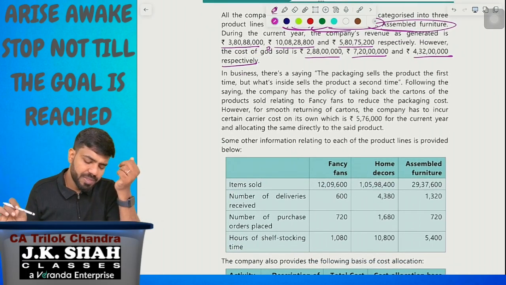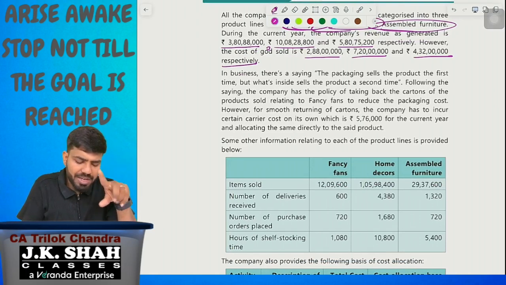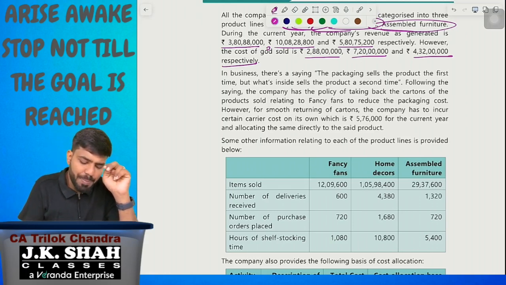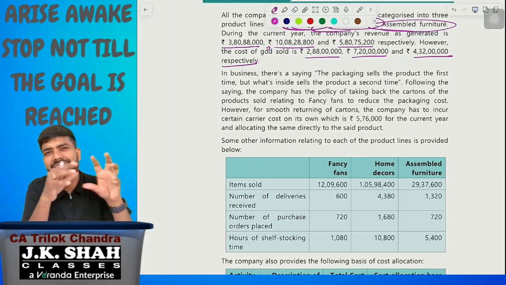In business, there is a saying: the packing sells the product the first time, but what is inside sells the product a second time. Packet will sell for the first time, but the product inside will sell for the second time. Following the saying, the company has the policy of taking back the curtains of the product sold relating to fancy fans to reduce the packing cost. So packing is for the first time.